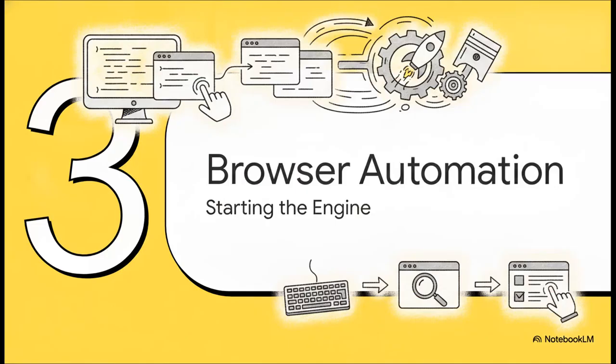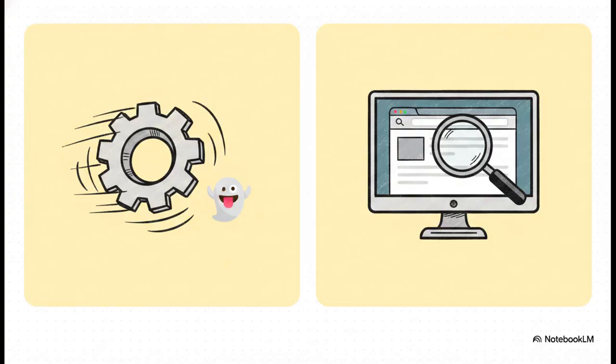Okay, Section 3, Basic Browser Automation, starting the engine. This is where the fun begins, writing our very first script and actually launching a browser using code. Now, by default, Playwright runs in headless mode. That basically means the browser runs entirely in the background, kind of like a ghost, without any visible user interface. And that is absolutely fantastic for speed and server deployments.